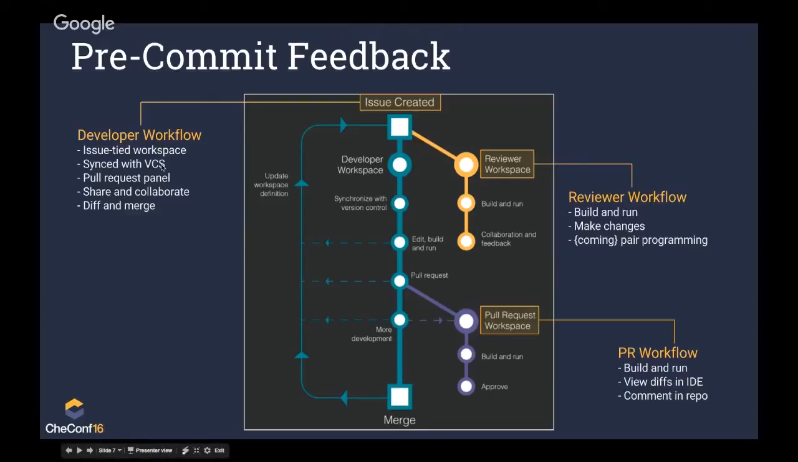It's of course synced with VCS. You've got a pull request panel. You can share and collaborate. You've got diff, you've got merge, all those features that you know from Che. And then if I do a pull request, I can also create a reviewer workflow, or if I'm in JIRA, I can use the reviewer button. And that, of course, is going to automatically build and run, for example. They can make changes, or you can prevent them from making changes using the permissions API. And you guys saw in just a session or two ago, pair programming is coming. So that's even cooler. Great new way to do reviews as well.